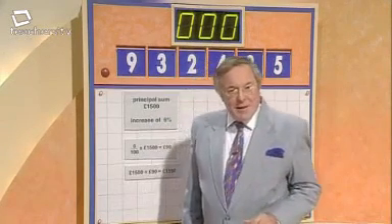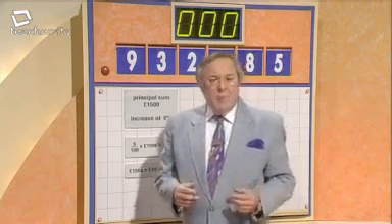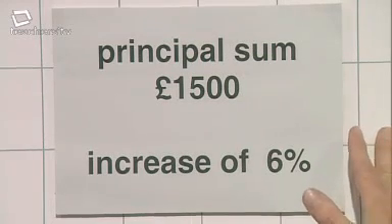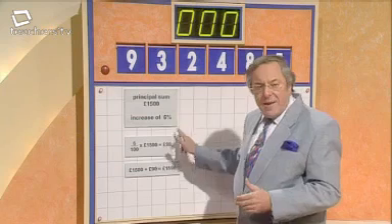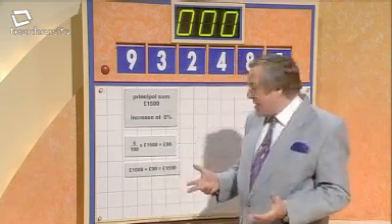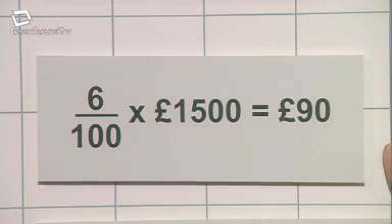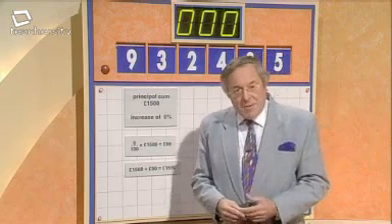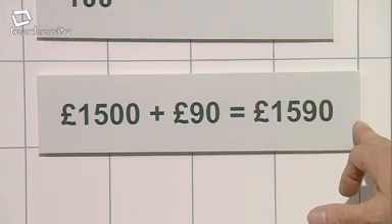And here's a Maths for Real top tip for calculating a percentage increase. Now, let's say you've got a principal sum of £1,500, and you want to know how much it's going to be worth after a 6% increase. Now, the long way of working it out is to say that 6% is the same as 6 hundredths, and 6 hundredths of £1,500 is £90. And so, after a 6% increase, the new principal is £1,590.